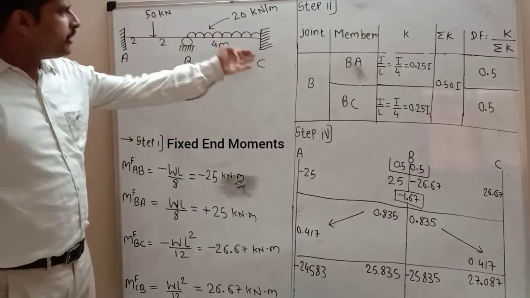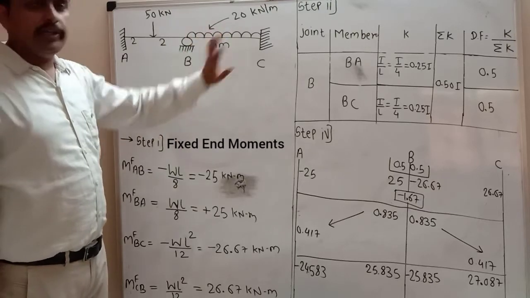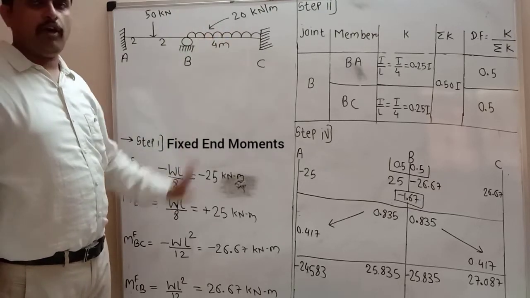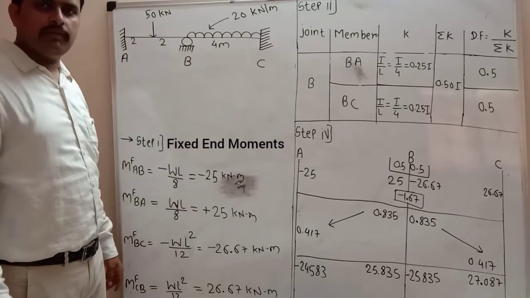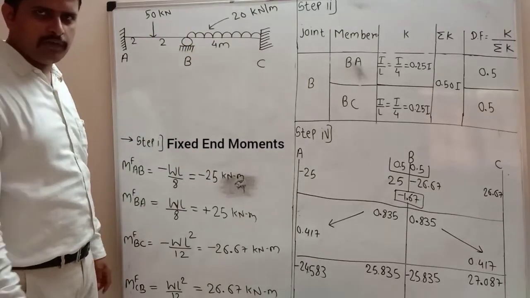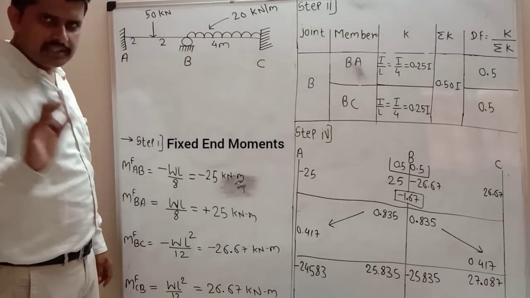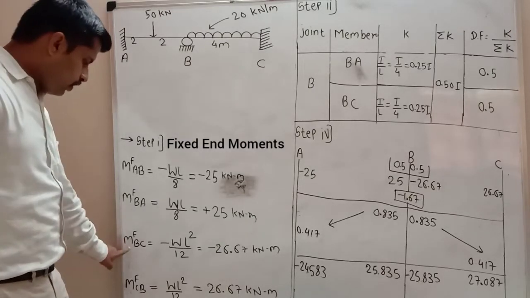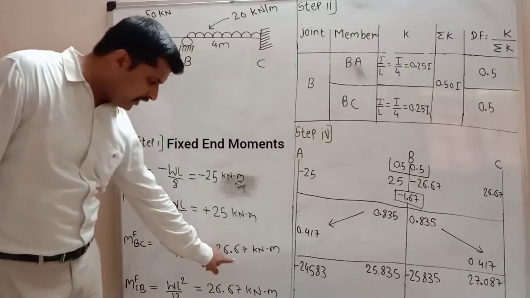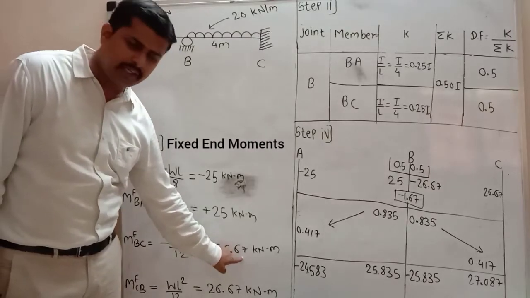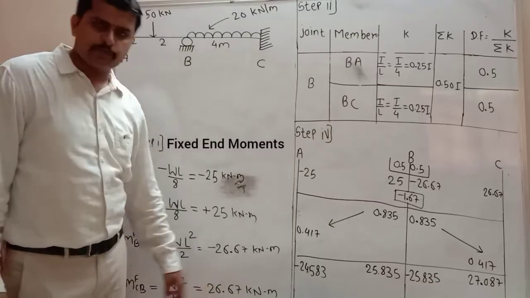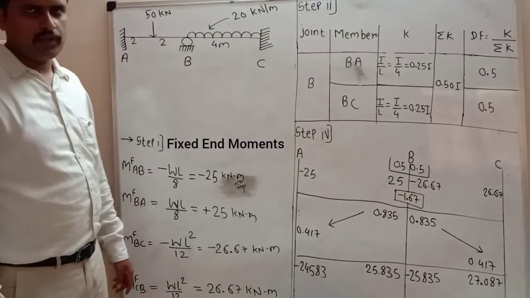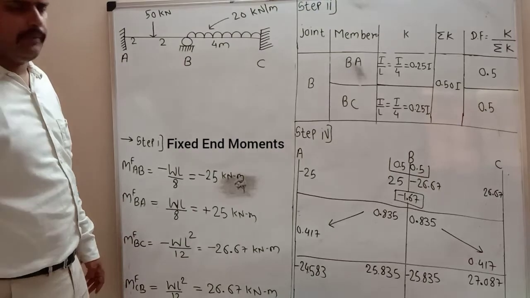Now for span BC, there is UDL over the whole span of 4 meter. So for UDL, the formula will be minus WL square by 12 and plus WL square by 12. So MFBC will be minus 26.67 kilonewton meter, and for CB it will be plus 26.67 kilonewton meter. So this is our step number 1.